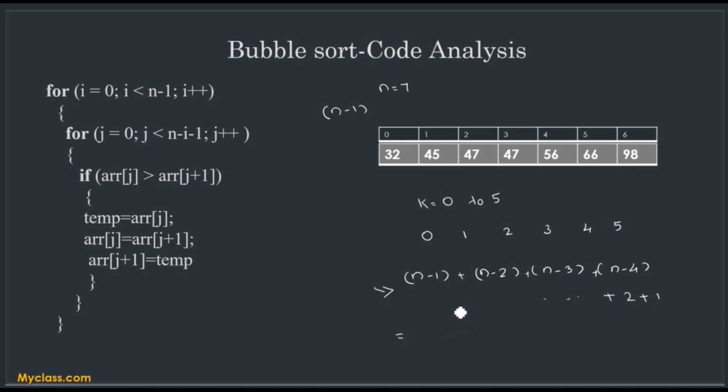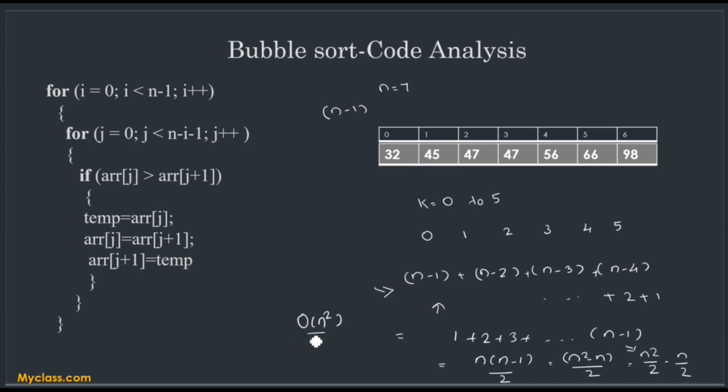After all the passes, we can generalize all our work like this. This is a summation series of natural numbers up to n minus 1, that is 1 plus 2 plus 3 plus up to n minus 1. The solution of the summation series is n into n minus 1 by 2, that is n square minus n by 2, which we can write as n square by 2 minus n by 2. For the complexity analysis, we only take the highest exponent term. So we can write that our worst case complexity is order of n square.